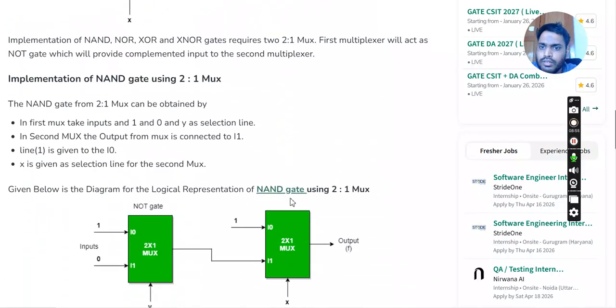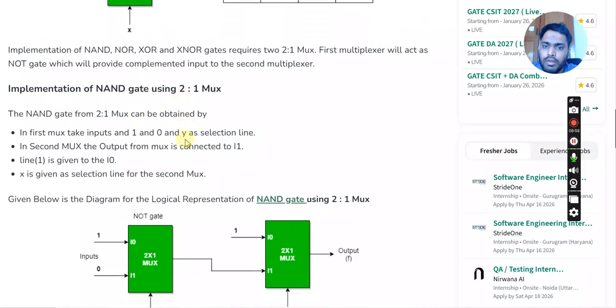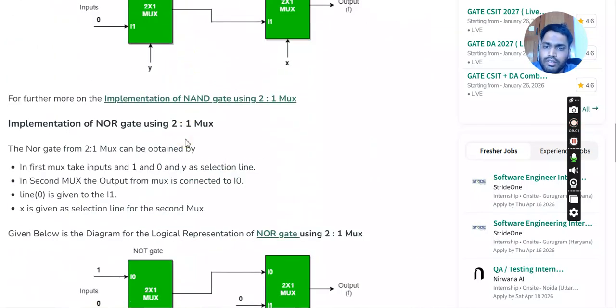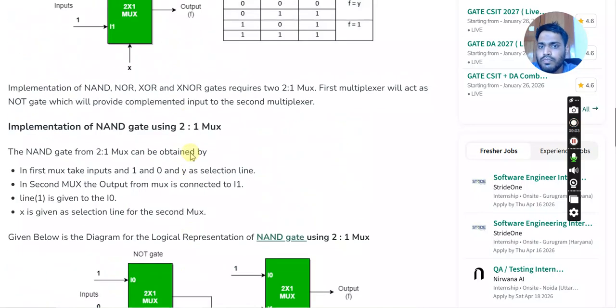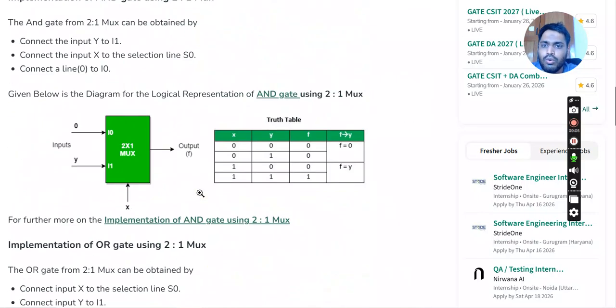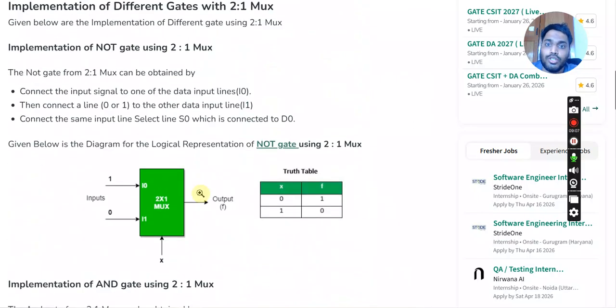So there are different ways we can implement gates as well using the 2:1 multiplexer and all. That I will discuss in the later videos. So in this topic we learnt about 2:1 multiplexer and 4:1 multiplexer.